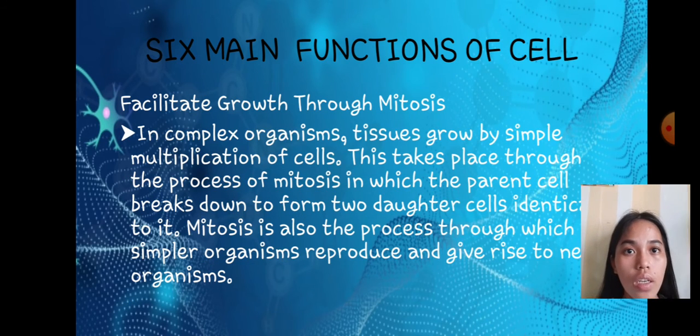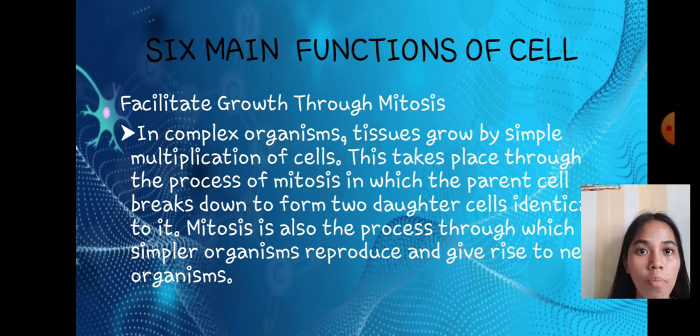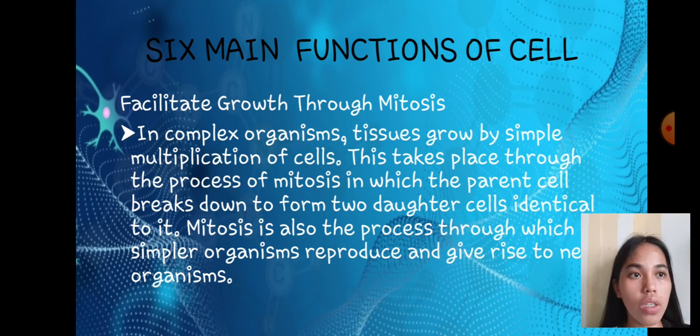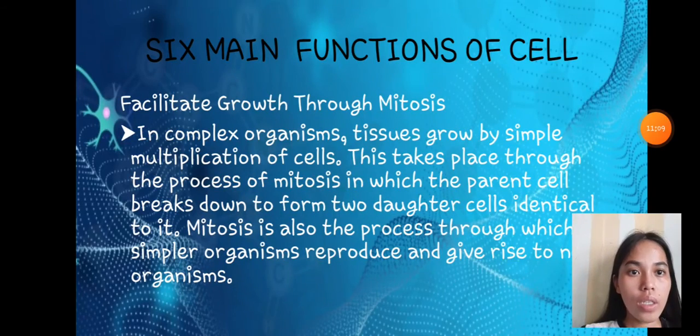Second is to facilitate growth through mitosis. In complex organisms, tissues grow by simple multiplication of cells. This takes place through the process of mitosis, in which the parent cell breaks down to form two daughter cells identical to it. Mitosis is also the process through which simpler organisms reproduce or give rise to new organisms.